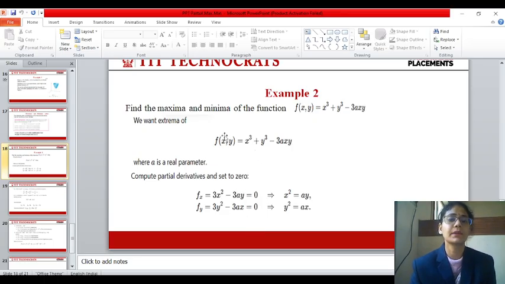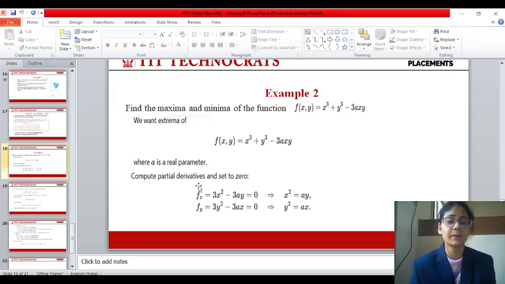Let us see this example. Find the maxima and minima of the function f of xy is equal to x cube plus y cube minus 3axy. This is a very important question. It is asked many times in our university examination. So now we have to calculate the extreme points of this. We will simply follow the process, find the first order partial derivative with respect to x, first order partial derivative with respect to y. When you are taking partial derivative with respect to x, y will be constant. When you are taking partial derivative with respect to y, x will be constant. So it will be 3x square minus 3ay.